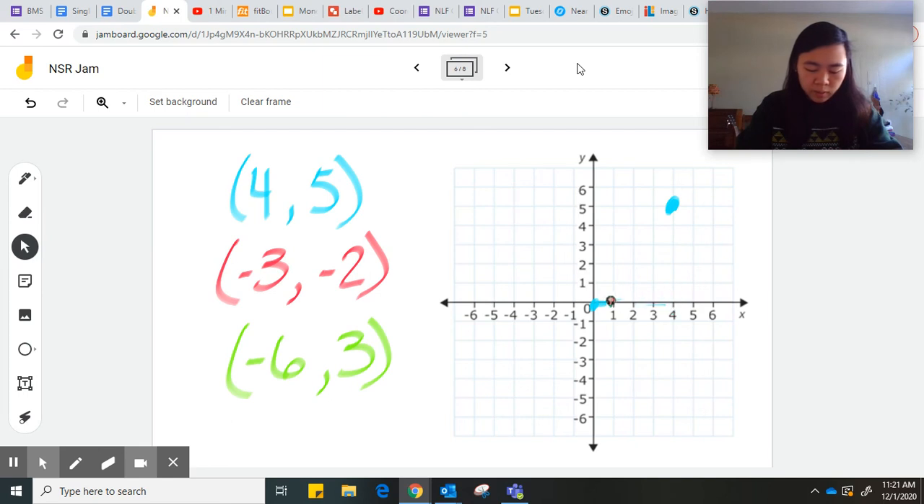Okay, red point, -3, -2. Start at 0, go -3 to the left because it's negative, and then down 2 because it's negative. And here's my red point.